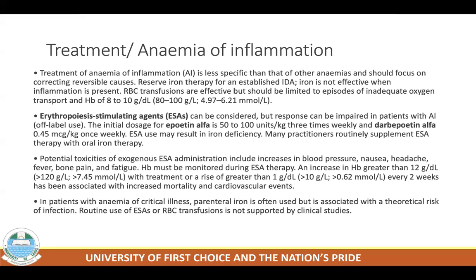Now, the toxicities that are associated with ESAs are sometimes part of the problems that limit their use. They can include increase in blood pressure, nausea, headache, fever, bone pain, fatigue, sometimes even development of occult cancers. That's been reported with epoetin alpha.